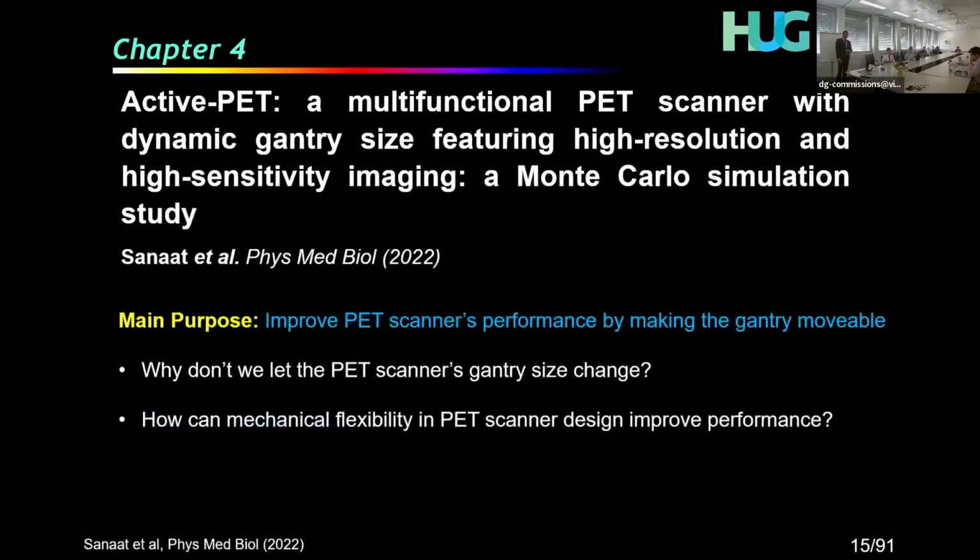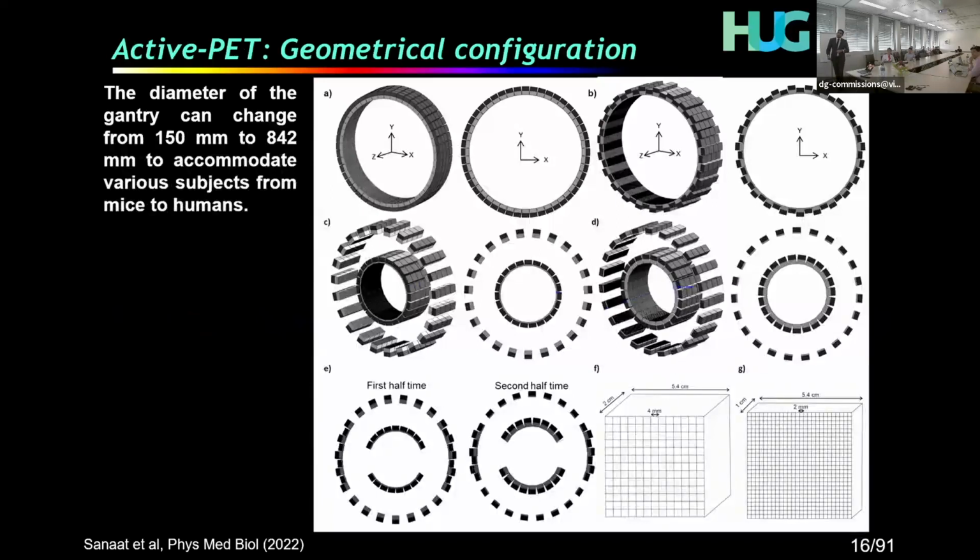In chapter 4, we introduce the concept of active PET, which is a multifunctional PET scanner with dynamic gantry size and also two different detectors. So we wanted to see if we change the size of the gantry, how it can improve the performance. And here you can see the configuration of our scanner. Our scanner has two types of detector, pixelated detectors, one with high thickness and one with low thickness, and so a small crystal thickness. So this one brings us the high sensitivity, and this one brings the high resolution.